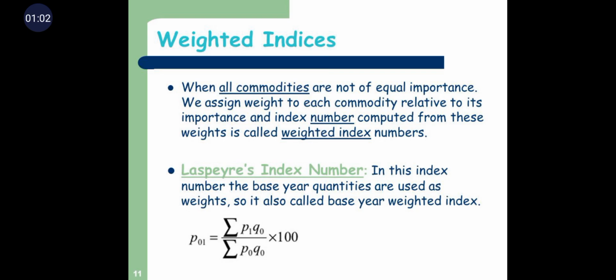The first method is Laspeyres index numbers. In this index number, the base year quantities are used as weights, so it is also called the base year weighted index. P01, the price of the base year with reference to the current year, is equal to summation P1 Q0 divided by summation P0 Q0 into 100.